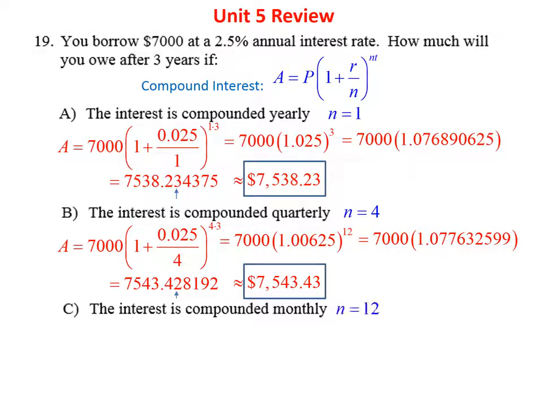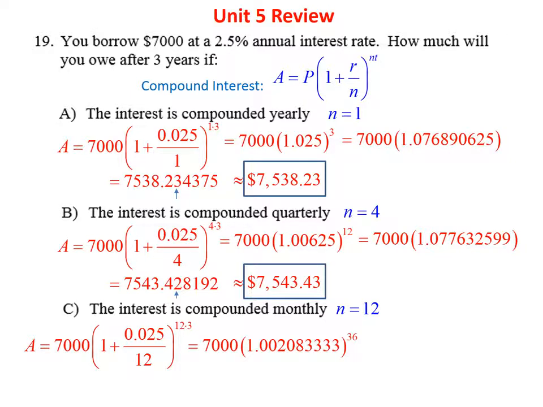So let's do that. Monthly means that n is 12. We're going to do this 12 times a year. So I'm going to take the interest rate and divide it by 12, and I'm also going to do it 12 times every year, so 3 times 12. So we have 7,000, 1.028, this is the 225 thousandths divided by 12. And now you see we really need our calculator to do that.